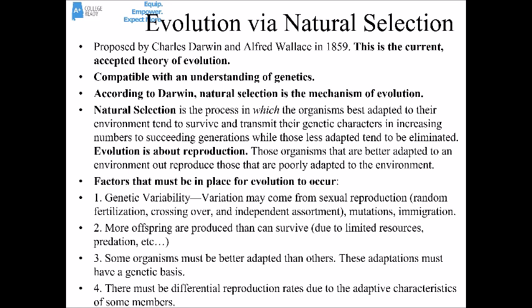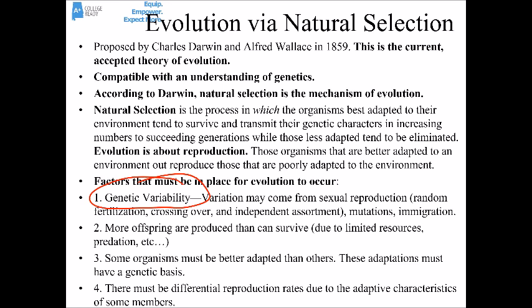Darwin essentially came up with four factors that need to be in place for evolution through natural selection to occur. First of all, there has to be genetic variability in the population. That variation can come through sexual reproduction, things like random fertilization of sperm and egg, crossing over during meiosis, independent assortment during meiosis. It can come from mutations. It can come from immigration. But there has to be variation within the population.